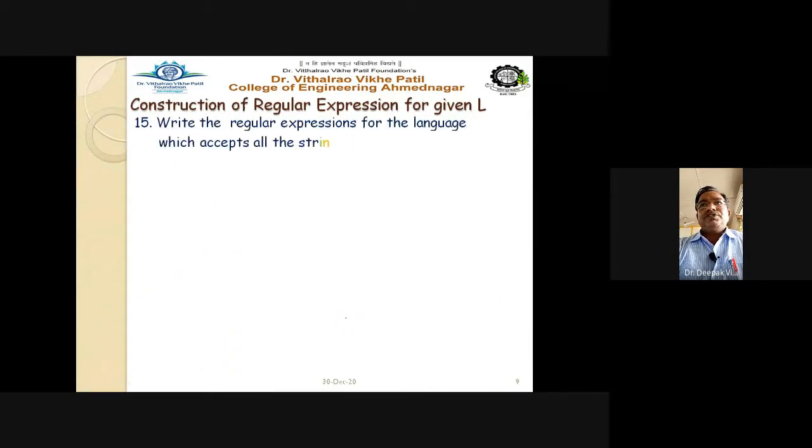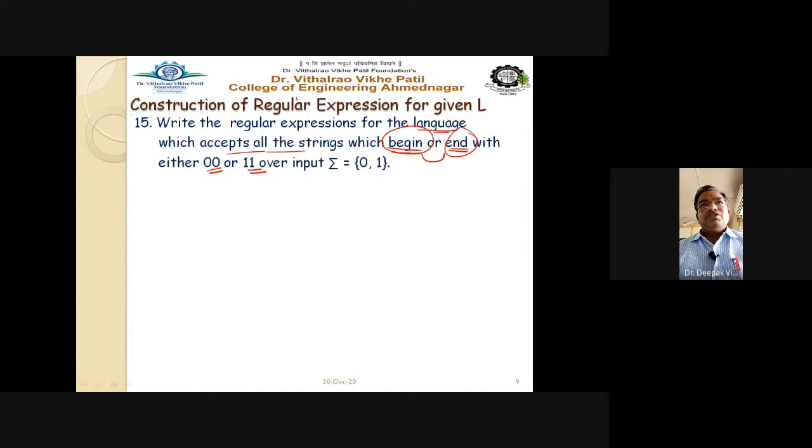Write the regular expression for the language which accepts all strings which begin or end with either 00 or 11. So here two ors are there. See very carefully. We have to write the regular expression for the language which accepts the strings which begin or end with either 00 or 11. For this, begin and end are two conditions, and 00 or 11 are the two conditions. So in total four conditions we have to consider here.